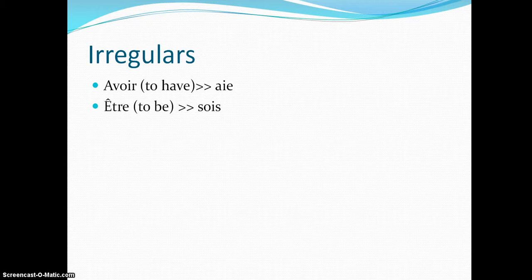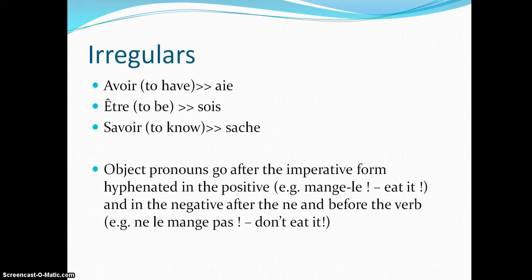Okay, now if you don't know your present tense very well, it is quite good to have a look at your verb tables, but there are three obvious irregular ones: avoir to aie, être to sois, and savoir to sache. It's also worth knowing that object pronouns generally go afterwards if it's in the positive form, so mange-le. Normally they would go before the verb in a sentence, but in imperatives they go after and they're hyphenated, so eat it, mange-le. But when it's a negative imperative, then we put it before the verb as we would normally. Ne le mange pas, don't eat it.